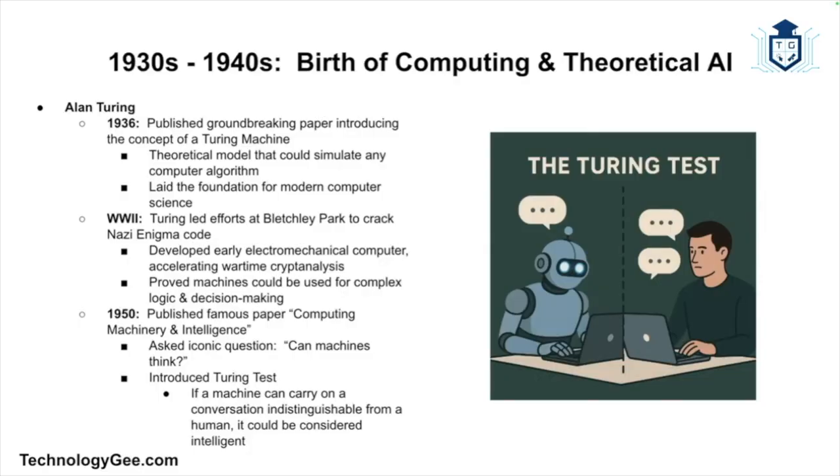So in 1936, a guy named Alan Turing published a paper that laid the foundation of computer science. He described a theoretical machine, which is now called a Turing machine, that can simulate the logic of any computer algorithm. And then during World War II, Turing helped crack the Nazi Enigma code using an early electromechanical computer.